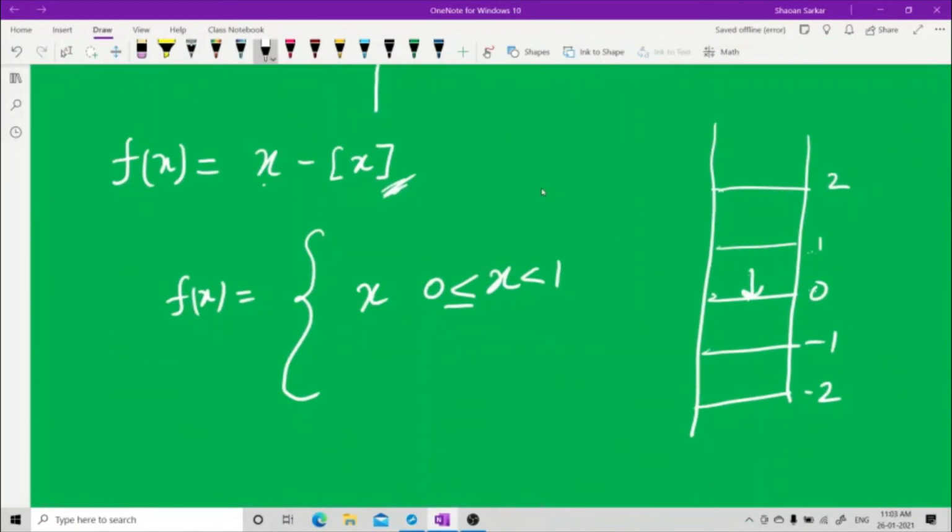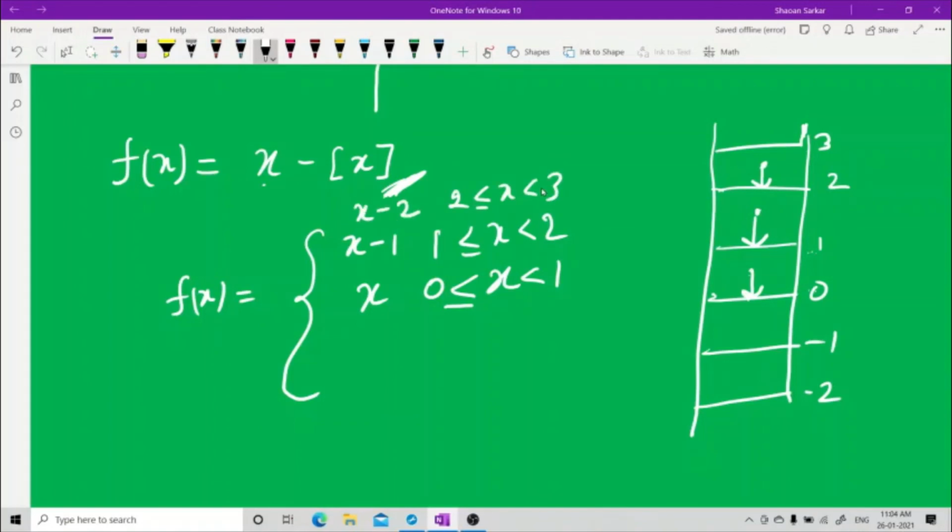Now x between 1 and 2, if the number is between 1 and 2, the floor function will give 1, and this is x as it is, so it will become x minus 1. Now you go to some number, let us say 2 to 3. Let us take a number between 2 and 3. If I take any number here, the floor function will give 2, so between 2 and 3, it will give me x minus 2.